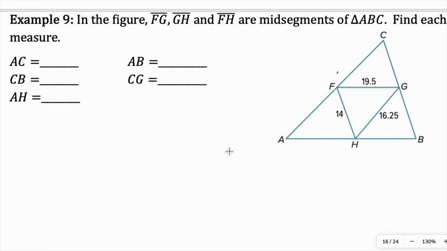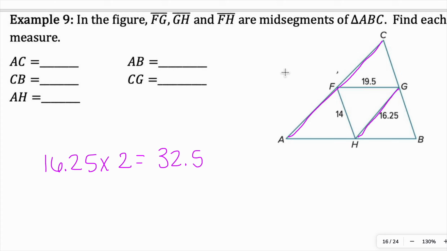In the figure, FG, GH, and FH are all mid-segments of triangle ABC. Find each measure. So let's start here with AC. AC is this long line here, and it is parallel to GH. GH is half as long as AC, so to find AC, I would be doing 16.25 times 2, and I'm going to get 32.5. So I'm going to have you pause the video here, see if you can fill in the rest of those blanks, and when you're ready to check it, go ahead and click play.